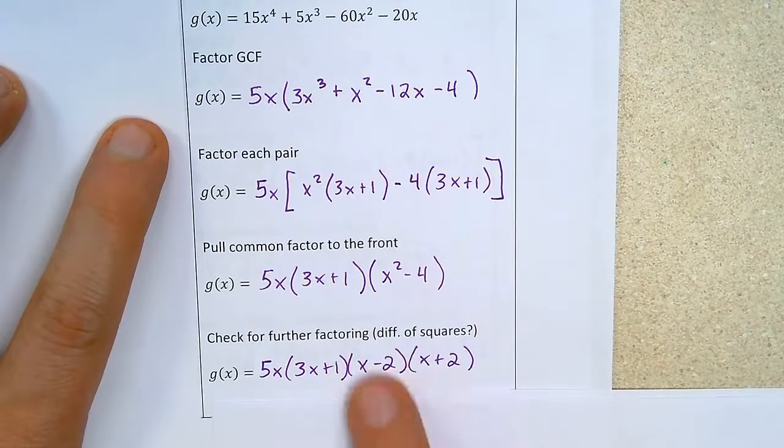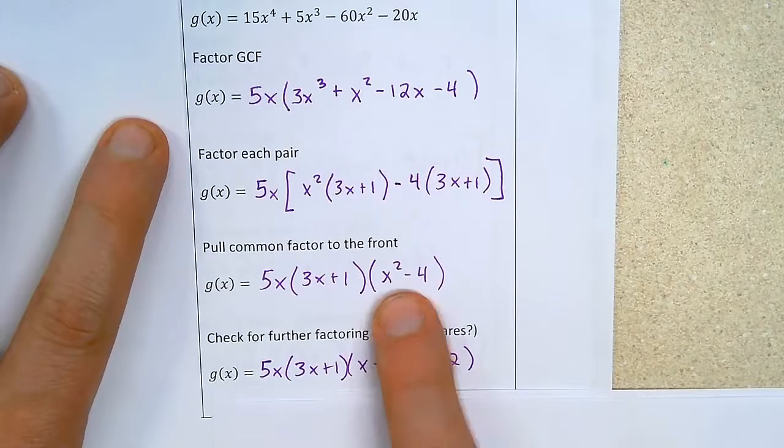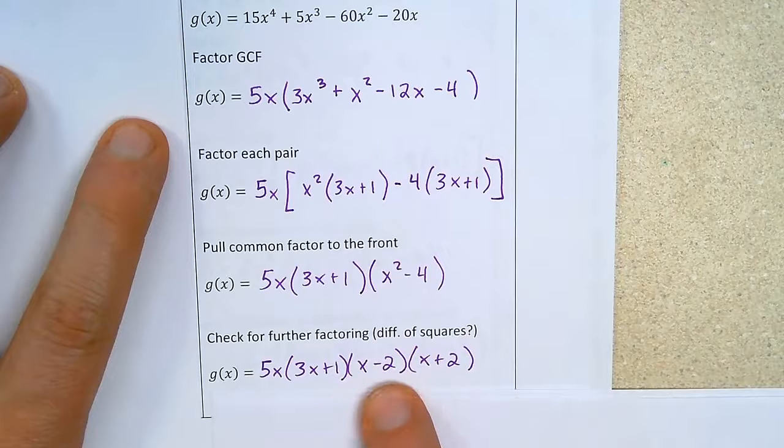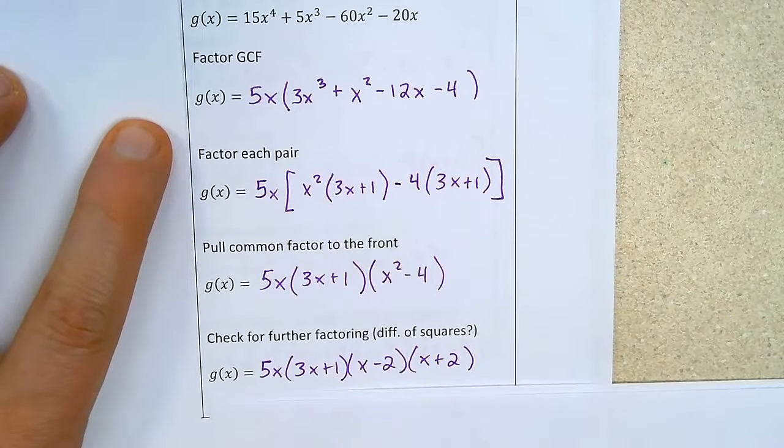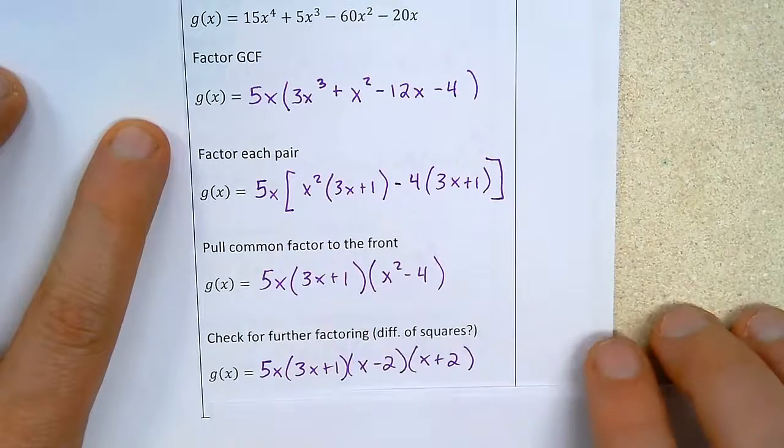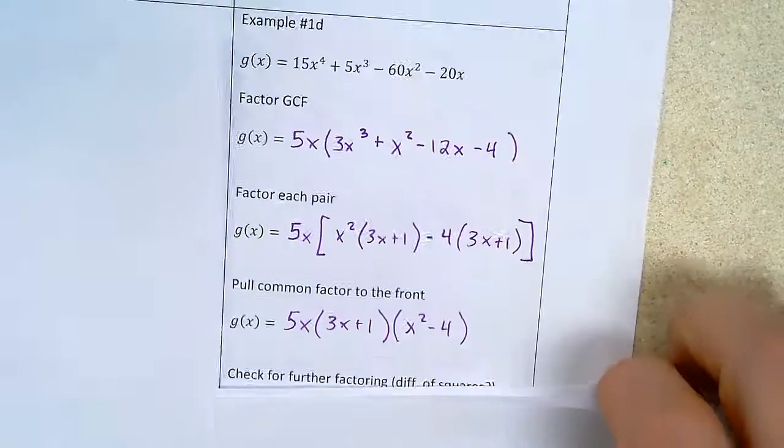The shortcut on difference of squares is a squared minus b squared is equal to a minus b times a plus b. If you needed to use the AC method on that quadratic, you could do that as well. Okay, let's look at example 2a.